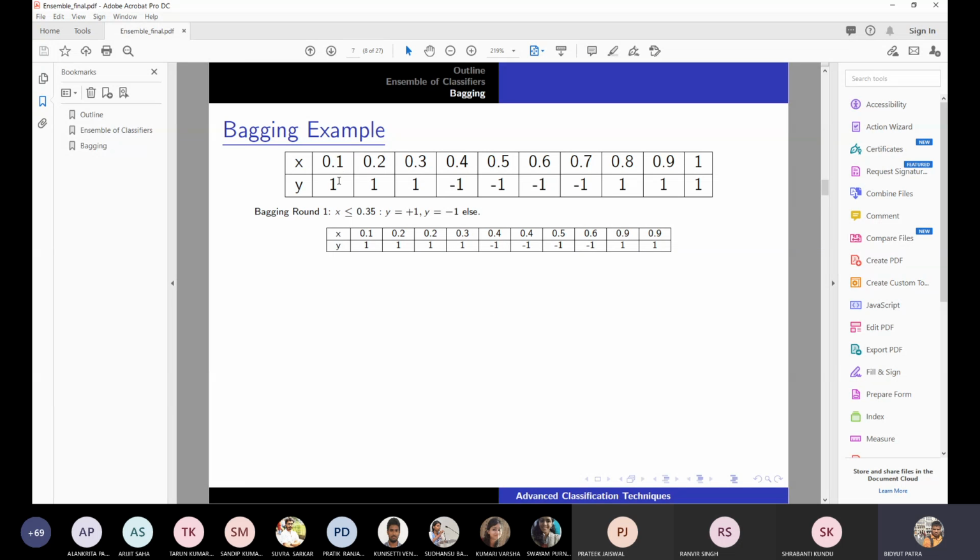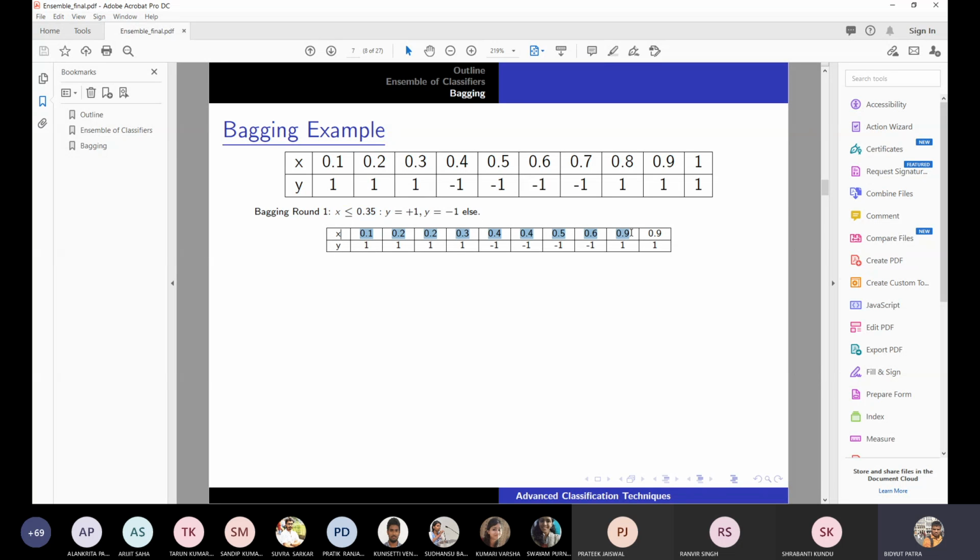So here we go. Let me tell you from the beginning. We have 10 points here, and we randomly pick these 10 points. This is 0.1, 0.2, 0.3 and so on. Now you consider this as the training data set and build a model. The minimum error we can get is with this model: x less than or equal to 0.3 is positive. Any value of x above 0.35 will be negative. So this is the model.